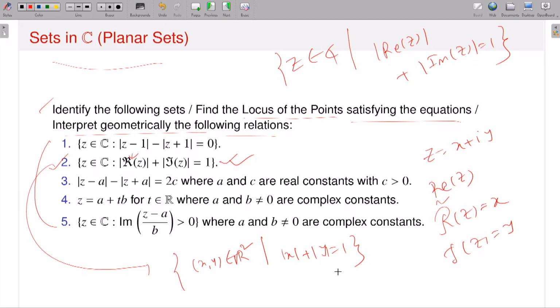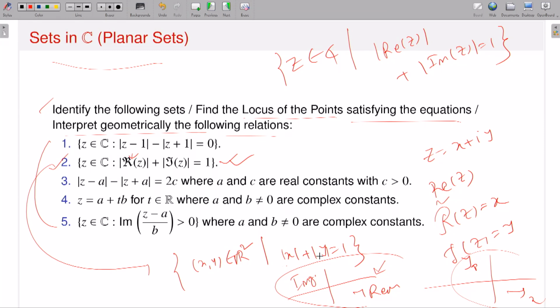Now you can draw it. As I said, R2 and C are the same. So either in the complex plane or in R2, this is my x-axis and this is my y-axis in R2, or you can think of this as my real axis and this is my imaginary axis. This is the complex plane, and it can also be thought of as R2. So it is the collection of all those points such that mod of x plus mod of y is equal to 1.